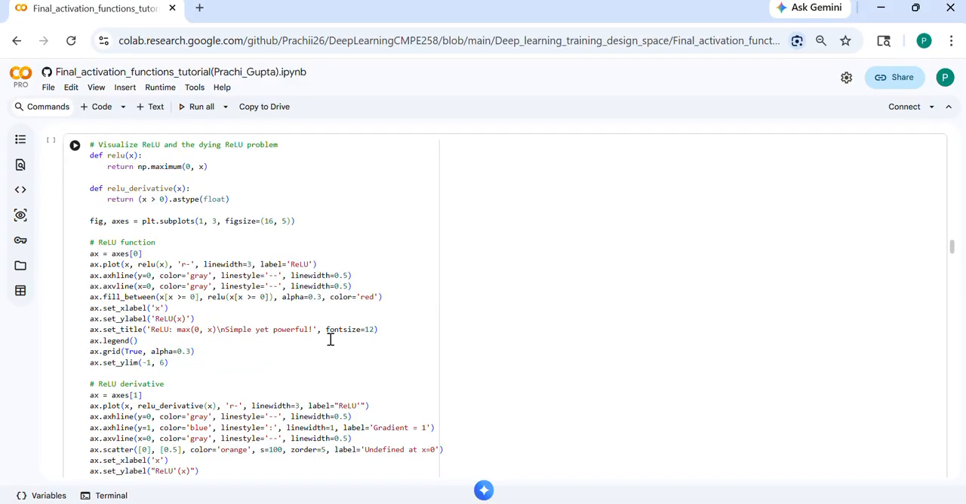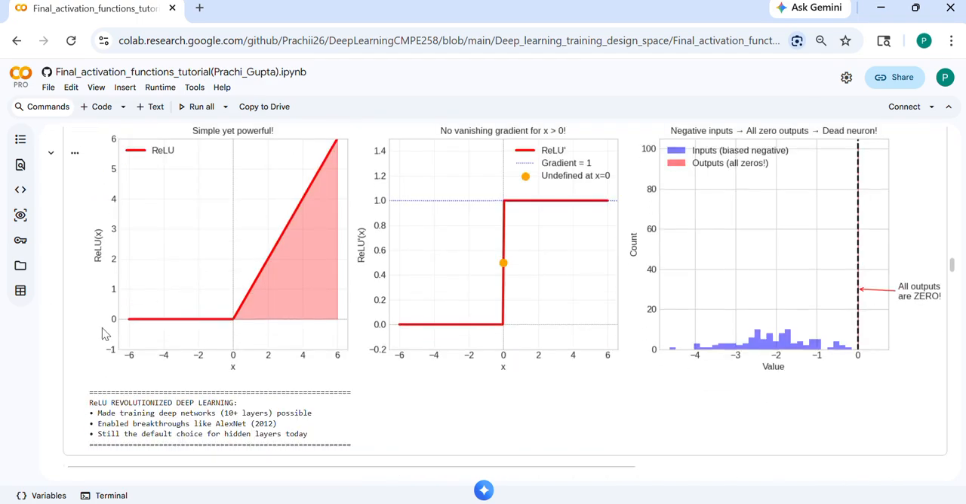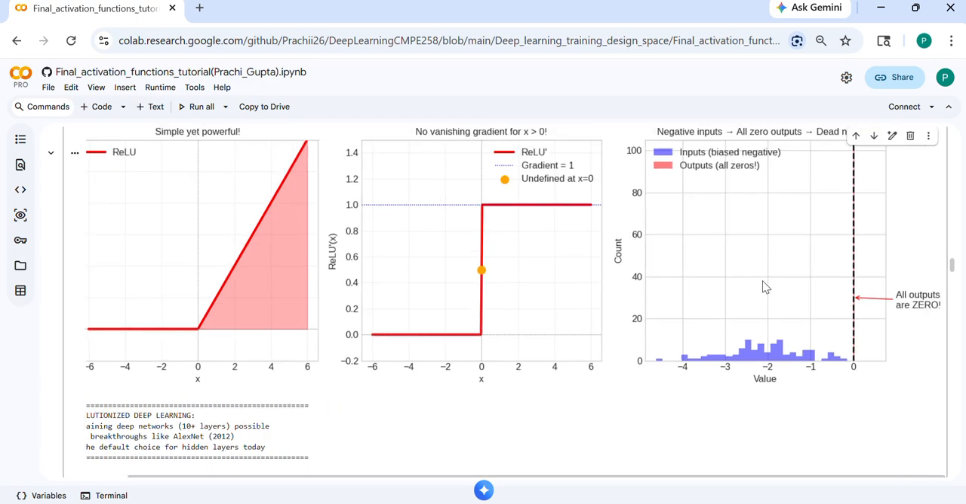So in this cell, I implement ReLU and its derivative and then visualize them. The ReLU plot shows zero output for negative values and linear growth for positive inputs. The derivative is 0 for negative inputs, while the derivative is 1 for positive inputs. And then I simulate the dying ReLU problem by feeding mostly negative values into ReLU. As a result, the output becomes 0, meaning all the neurons effectively stop learning.